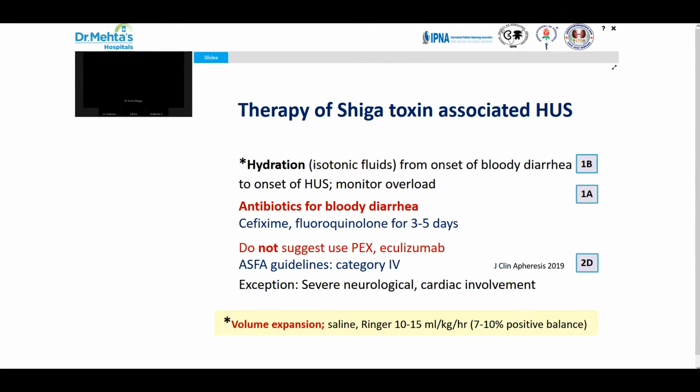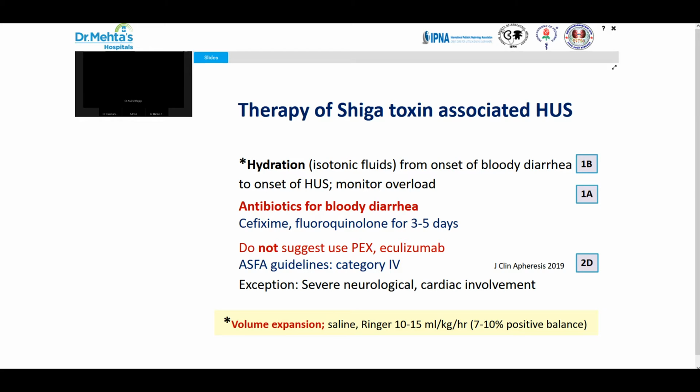you can see this is a 1A advice, that if you get bloody diarrhea or dysentery, we would recommend the use of either cefixime or a fluoroquinolone for 3 to 5 days in order to prevent the occurrence of Shiga toxin associated HUS. We did not advise the use of plasma exchanges or eculizumab for this indication.